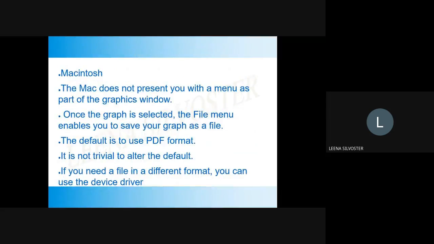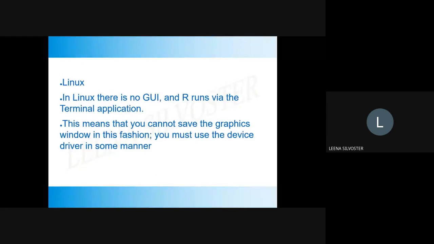In Macintosh, there is no menu. So once a graph is selected, the file menu enables you to save your graph as a file. The default format is PDF. There is no PNG or other formats. In Linux, there is no GUI, so R runs via a terminal application.